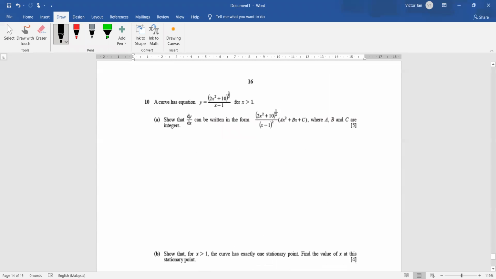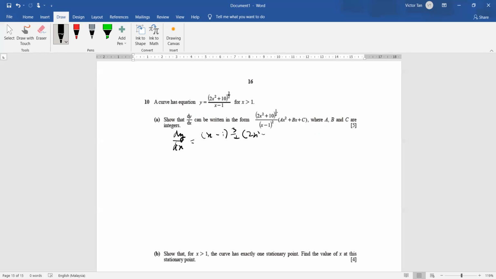Very tricky question. The curve has equation y equals 2x squared plus 10 to the power of 3 over 2 over x minus 1, where x is larger than 1. So dy dx can be written in this form, where A, B, and C are integers. So you need to do quotient rule. So in this IGCSE, they don't give you much room, so you have to be prudent in your working.